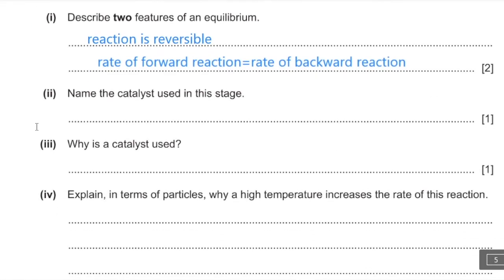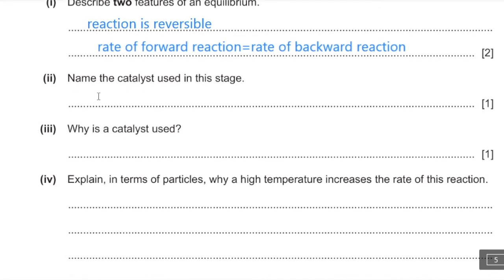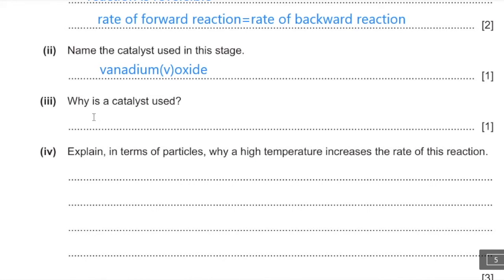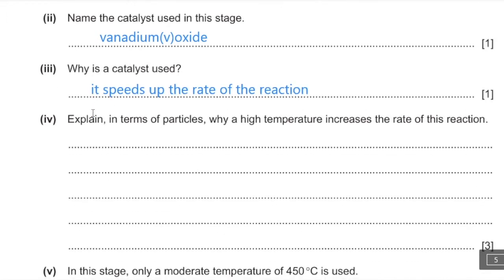Two, name the catalyst used in this stage. So this stage requires the catalyst vanadium oxide. Three, why is a catalyst used? So it speeds up the rate of a reaction. Four, explain in terms of particles why a high temperature increases the rate of a reaction, of this reaction, right?